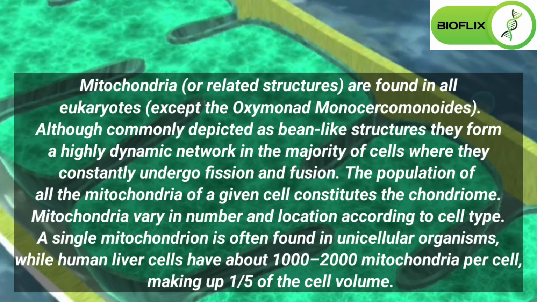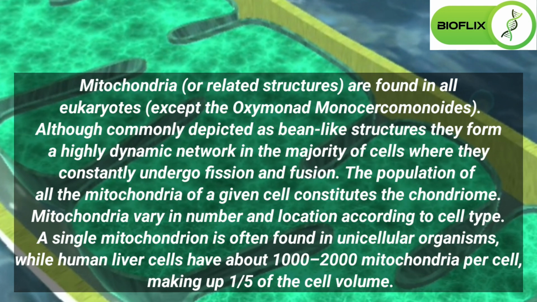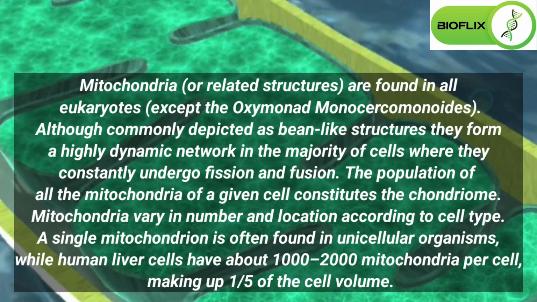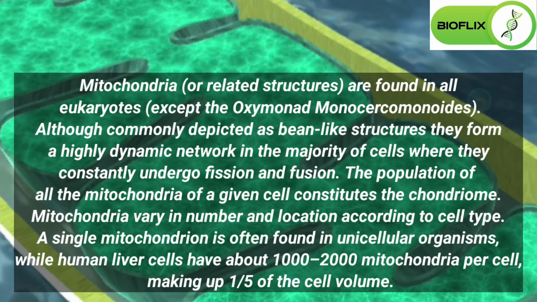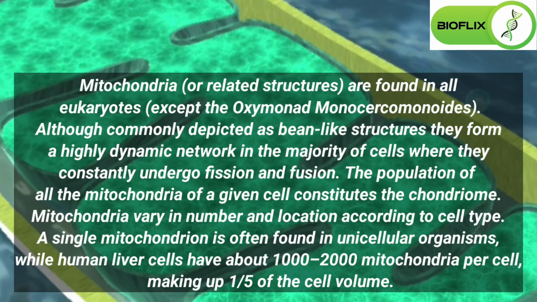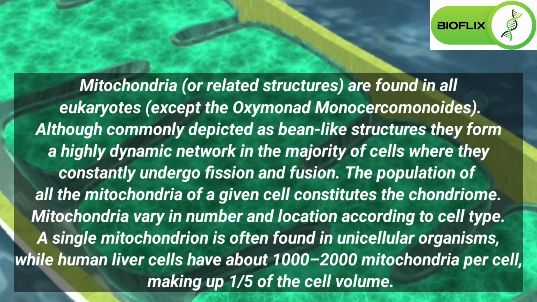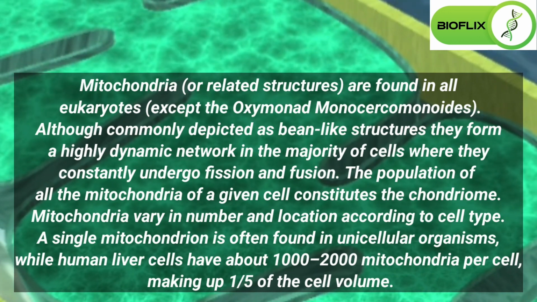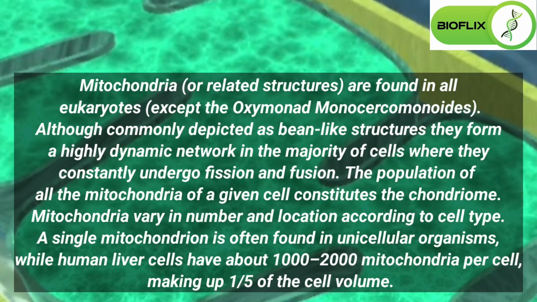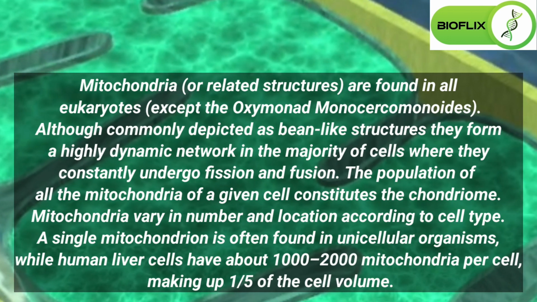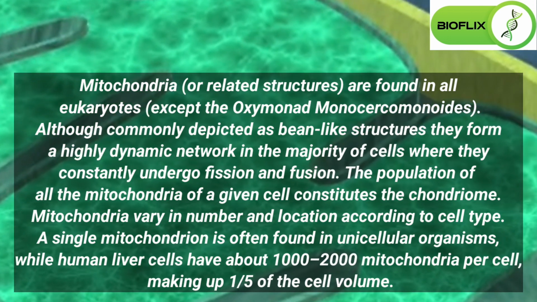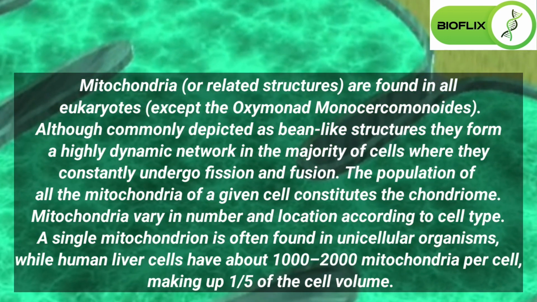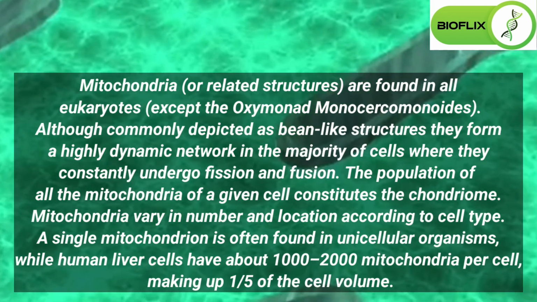Mitochondria, or related structures, are found in all eukaryotes except the oxymonads. Although commonly depicted as bean-like structures, they form a highly dynamic network in the majority of cells where they constantly undergo fission and fusion. The population of all the mitochondria of a given cell constitutes the chondriome.